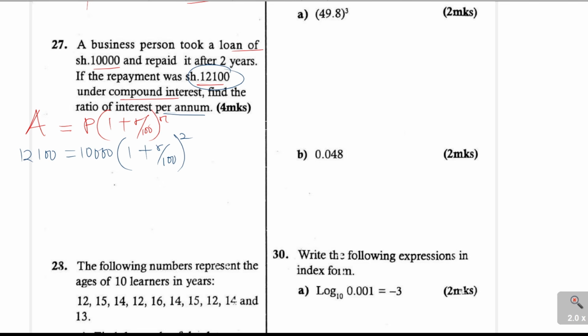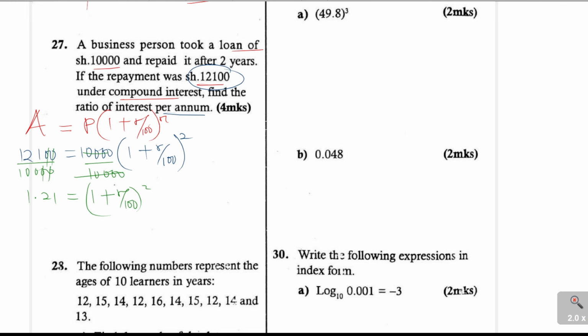So now you can see we'll be able to get the value of R. So we start by dividing both sides by 10,000. We want to make R the subject, we eliminate everything from the right hand side to remain with R. So divide by 10,000. When you divide this out, this will give 1.21 is equal to 1 plus R over 100 squared.